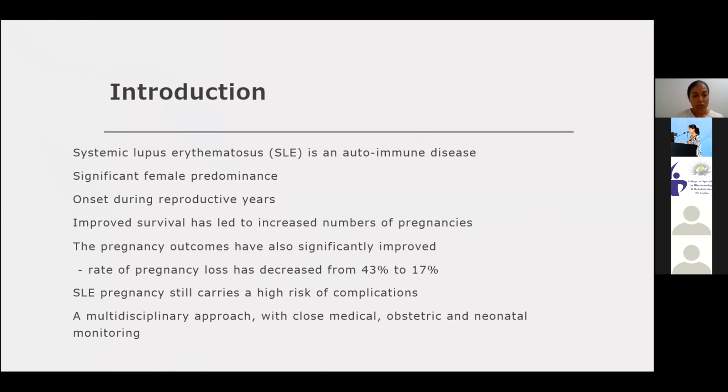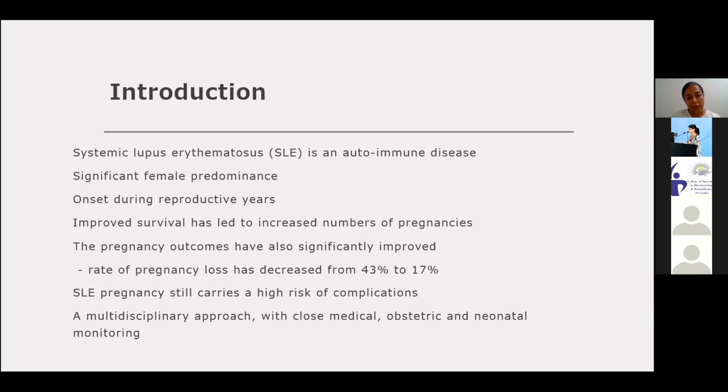As we all know, systemic lupus erythematosus is an autoimmune disease, and it has a significant female predominance, 1 to 10 male to female ratio, and the onset is during the reproductive years. There's improved survival because of the advances of new medical knowledge, which has led to an increased number of pregnancies. The pregnancy outcomes, fortunately, have also significantly improved.